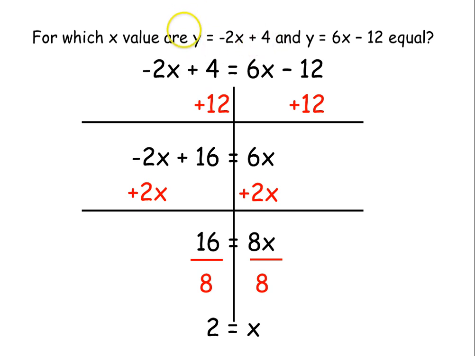is 0. So when we plug 2 into the first equation, we get y is 0. When we do 6 times 2, we get 12. 12 minus 12 is 0, and we get y is 0. So for which x value are these two the same? It's 2, because when we plug 2 into each of these equations, we get 0.